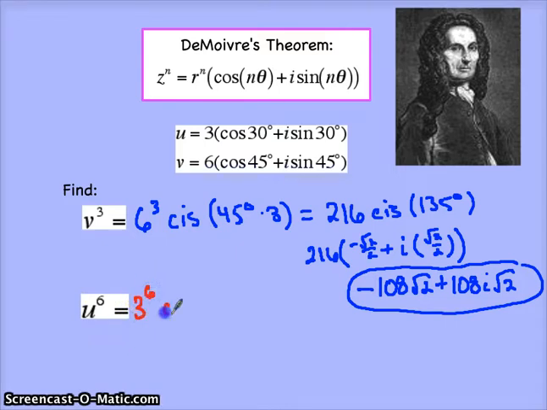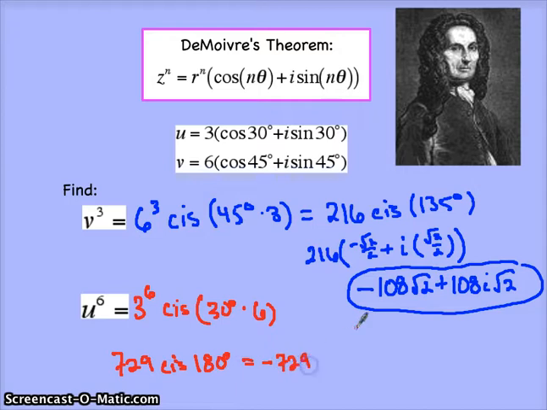We'll take 3 to the sixth CIS, our 30-degree angle, times 6. We'll notice that that's really just 729, again, 3 to the sixth power, CIS 180 degrees. Well, cosine at 180 degrees is -1. So basically we get negative 729.